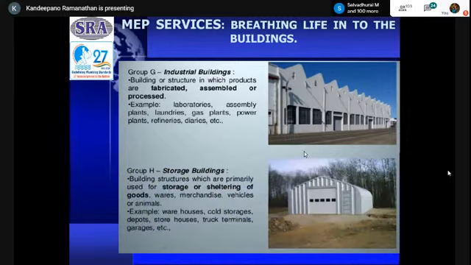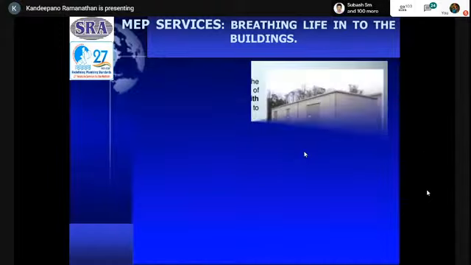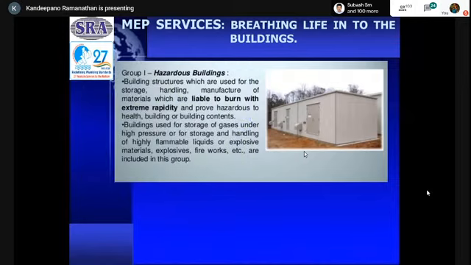And industrial buildings, of course, everybody knows what an industrial building is. And storage buildings, I have given a small picture only. Nowadays, storage buildings are huge, in lakhs of square feet, for Walmart, Flipkart, or even Amazon. So warehouses are what they call storage buildings. Then hazardous buildings, where hazardous things are stored, like explosives, LPG gas cylinders, etc.